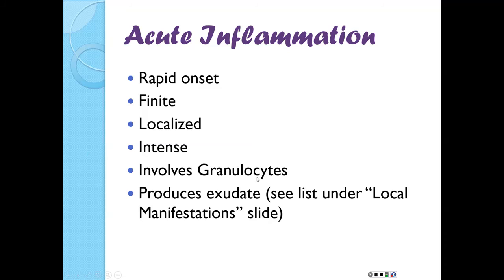Acute inflammation involves granulocytes. It actually involves all white blood cells, but it specifically involves the granulocytes. You will not see very much granulocyte involvement at all in a chronic, and in fact, the only white granulocytes that may be involved in chronic are those that are left over from the acute response. And then they produce exudate, and we'll look at what we mean by exudate, and the fluids, the substances that are produced as a result of inflammation are all part of acute inflammation.